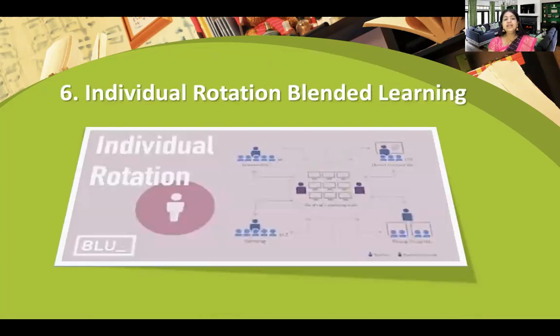And then comes the individual rotation blended learning. The individual rotation model allows students to rotate through stations, but on individual schedules set by a teacher or a software algorithm.